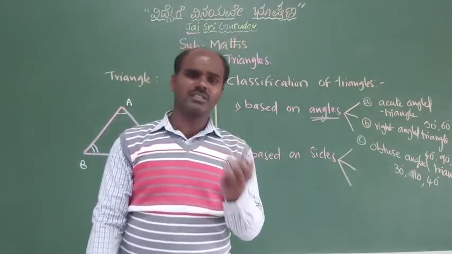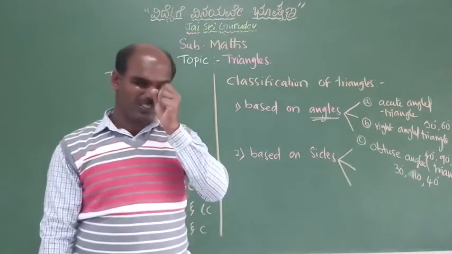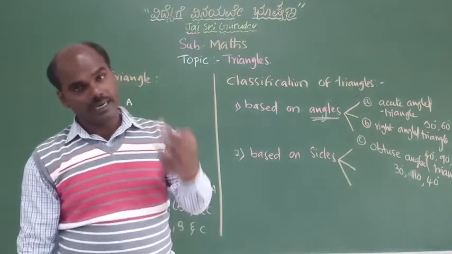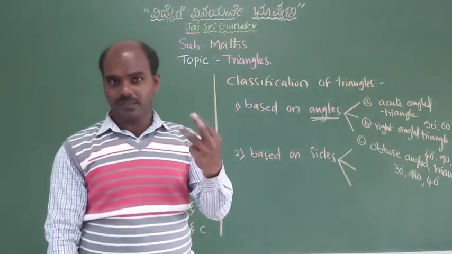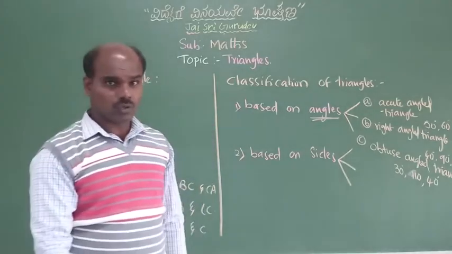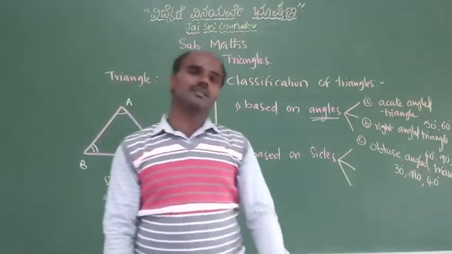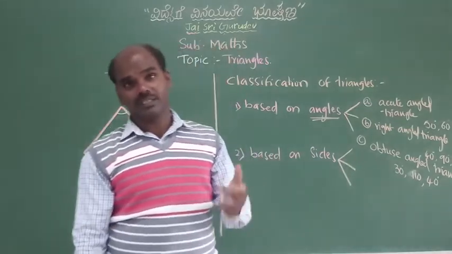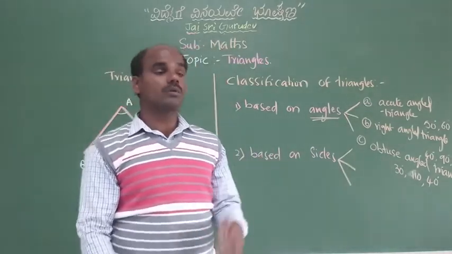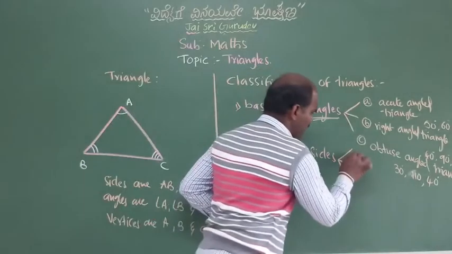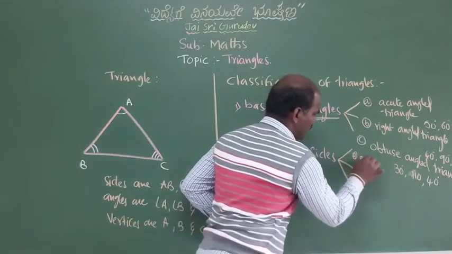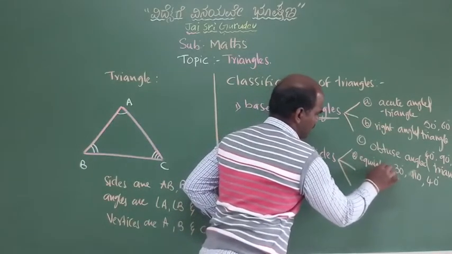The second classification is based on sides. Based on sides, the first one is this: in a triangle there are three sides. Yes or no, children? If all three sides are of equal length, such a triangle can be called an equilateral triangle. So the first one is the equilateral triangle.